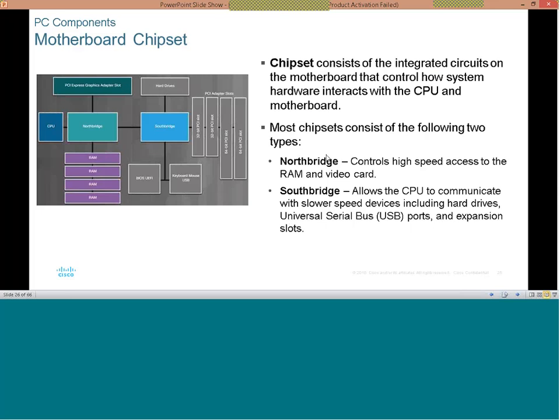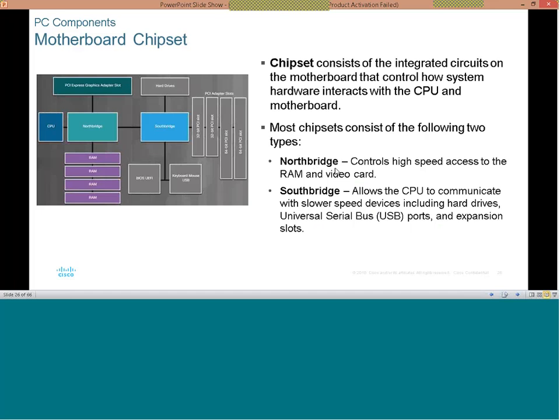And it's further divided into two, the north bridge and the south bridge. The north bridge controls high-speed access to the RAM and video card, while the south bridge helps to connect the CPU to communicate with lower speed devices such as USB port and function. So that is what the two does here.